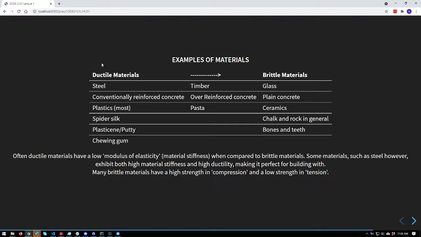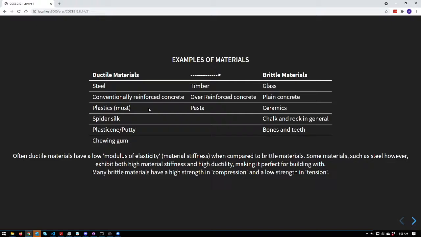Often ductile materials have a low modulus of elasticity, meaning material stiffness, when compared to brittle materials. So if I took a block of concrete or a sheet of concrete and just applied any form of bending, it doesn't have any elasticity.